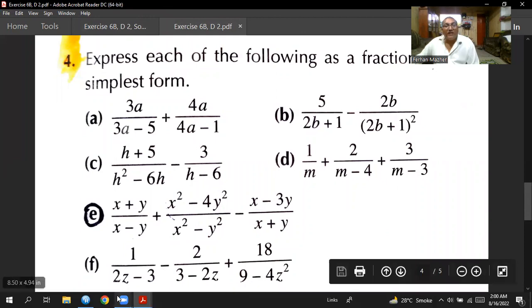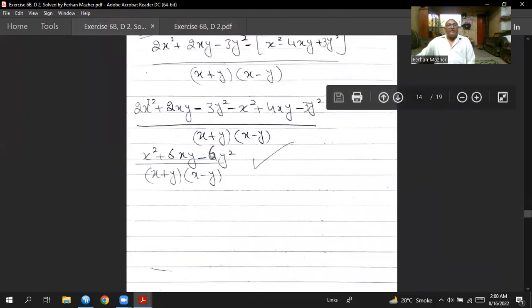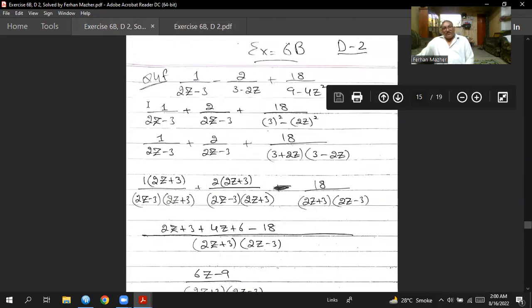F part is 1 divided by 2z minus 3, minus 2 divided by 3 minus 2z, plus 18 divided by 9 minus 4z. So very simple. I can factorize this denominator, and then I will try to make the denominators the same. Okay, so this is the strategy of doing this question.